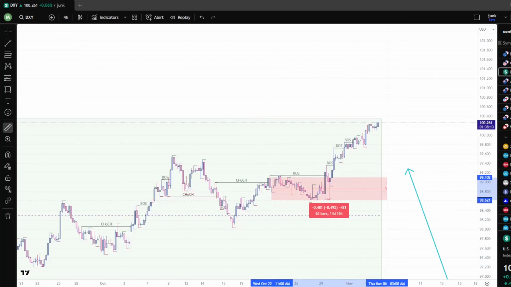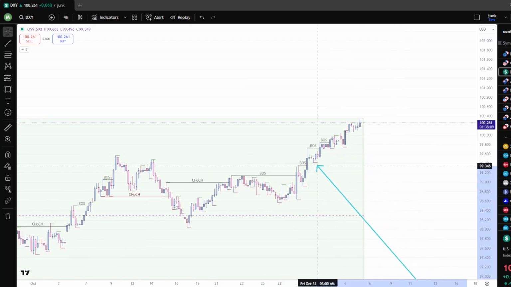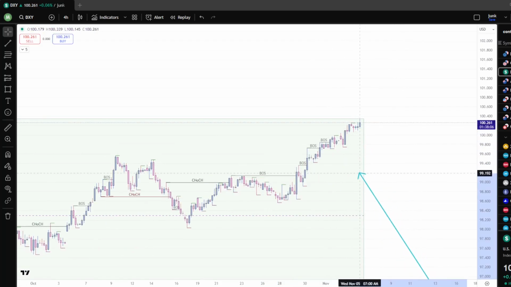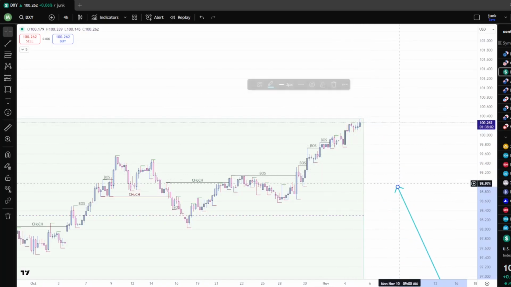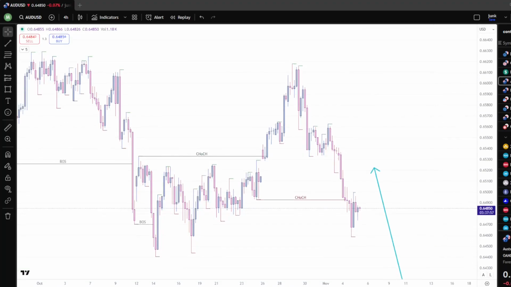This looks like an area of demand that pushed prices higher. There's liquidity sitting under these lows. So if it does retrace back or give anything back, we're looking for an opportunity to buy and target the highs at the overall range. AUD USD, let's go map out the current range.